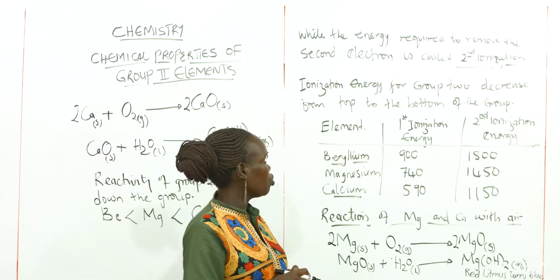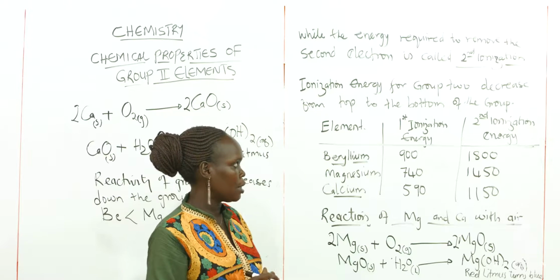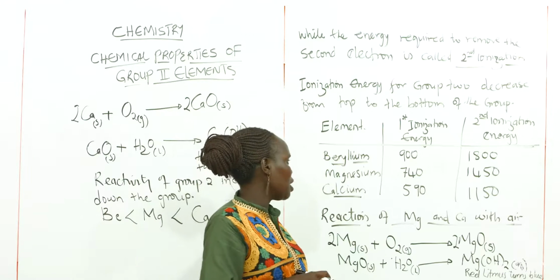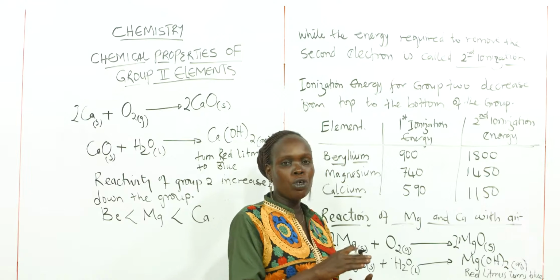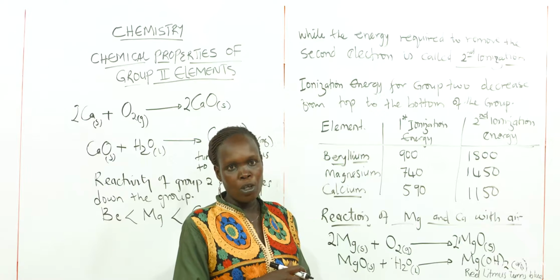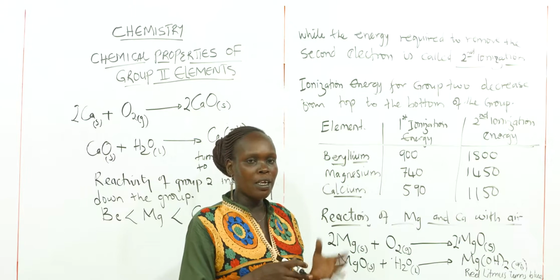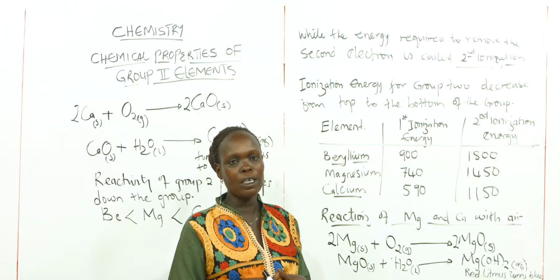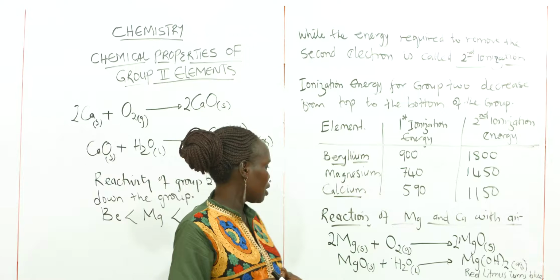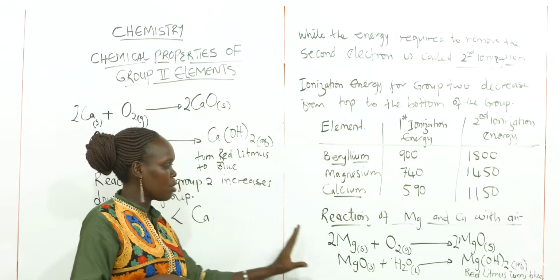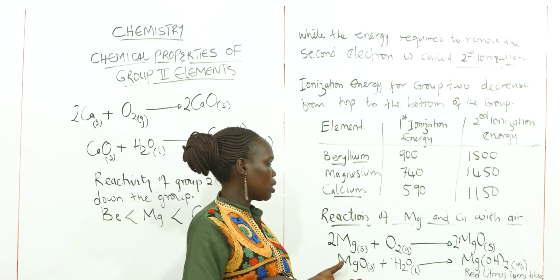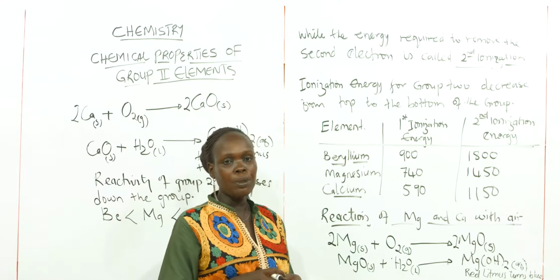Learners, we also need to remember that the group 2 elements are not only these three; we are just learning these three to represent the other members of the group. We need to put into our minds that the group 2 elements are referred to as the alkaline earth metals. The reactions are very important for us to know, because these are the usual elements that we deal with in our daily lives.